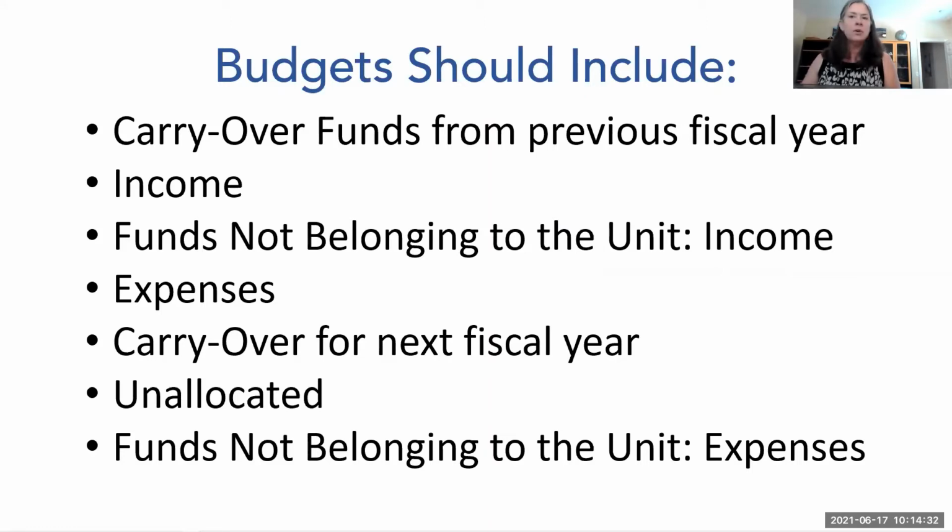The income portion is going to be all of your revenues shown as the gross amount. So for instance, if you sold t-shirts and you bought the t-shirts for $10 and you sold them for $10, you don't say that was zero income. You have to show that $10 of income that you sold it for.